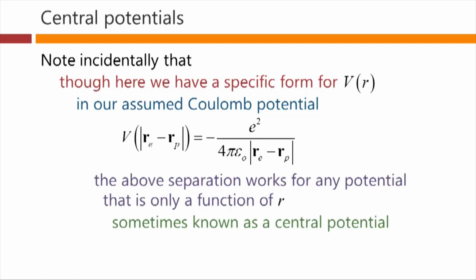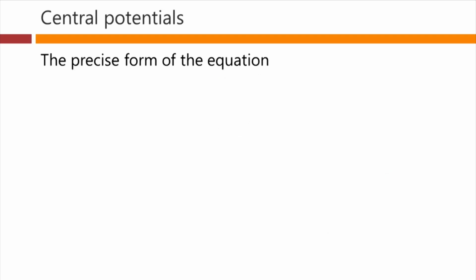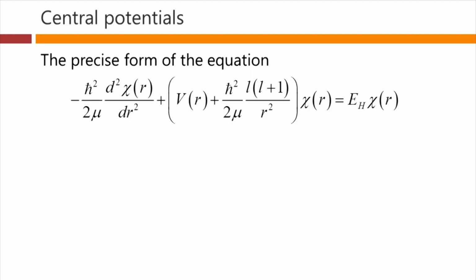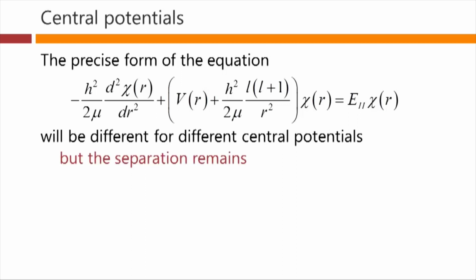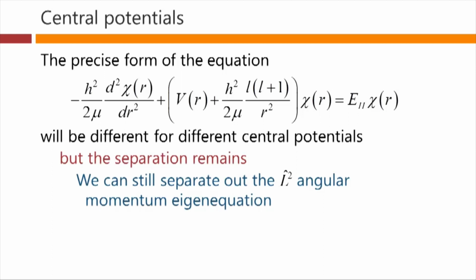A potential like this is sometimes known as a central potential, even if it does not have this particular form. And the precise form of the equation that we have here, and this potential is just arbitrary in here, will be different for different central potentials. In other words, we would have different potentials in here under different sets of conditions, but the separation would still be possible. We would still be able to separate out the L squared angular momentum eigenequation.